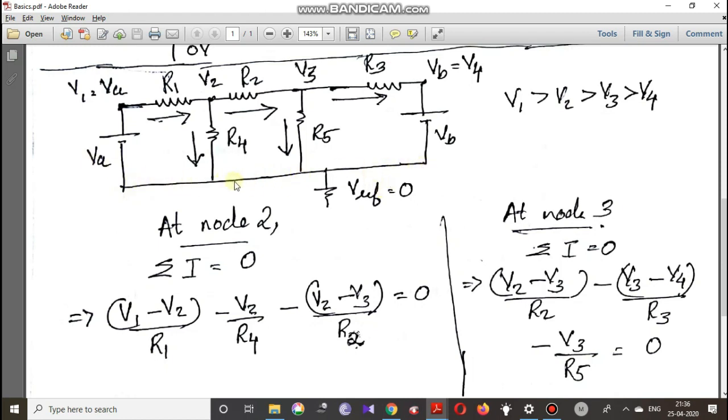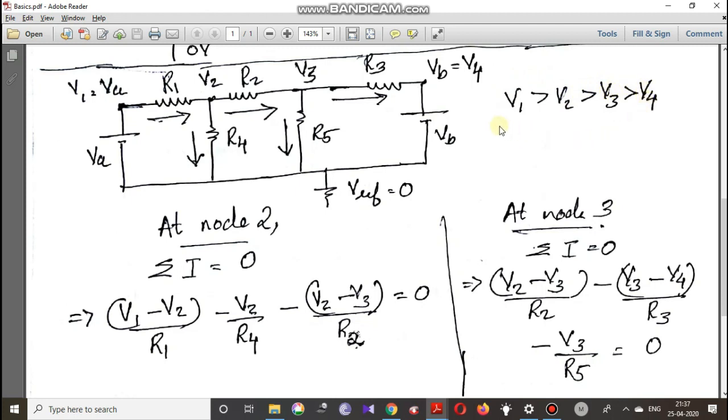So this is one node. This can be assumed as one node, and that can be connected to the ground, and it will have our reference voltage equal to 0. Now we have to make an assumption. What is the assumption? V1 greater than V2 greater than V3 greater than V4.